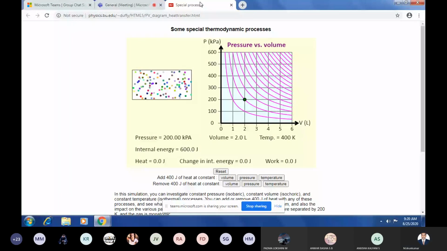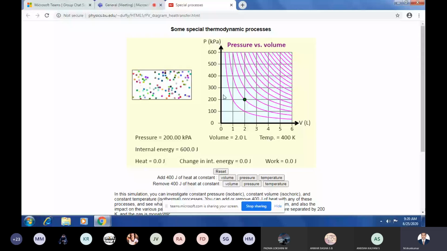Can you see now some special thermodynamic processes? The page. Yes, sir. So here is a graphical representation of various processes of thermodynamics. So some special thermodynamic processes are described here. So we can add or remove the heat energy here in a constant volume process, a constant pressure process, and a constant temperature process. So these are the properties of the processes.